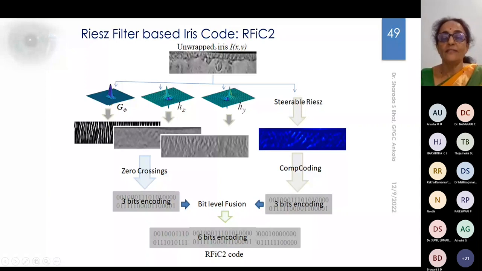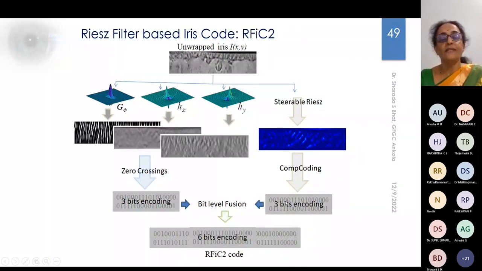We have unwrapped iris and input iris, and along with the two RISC filters, we have also taken a Gabor filter here. One bit is from the Gabor filter, one bit from the horizontal RISC filter, another bit from the other one. So these give us 3 bits for each input code using the zero crossing. Similarly, steerable RISC gives us 3 more bits.